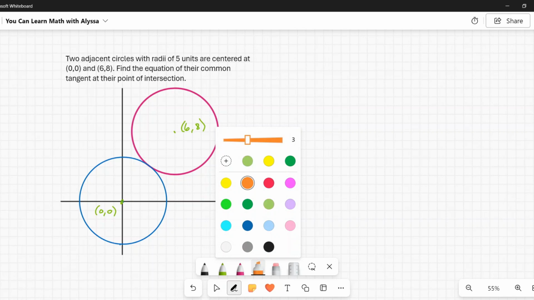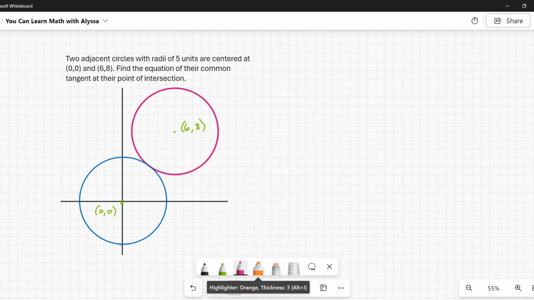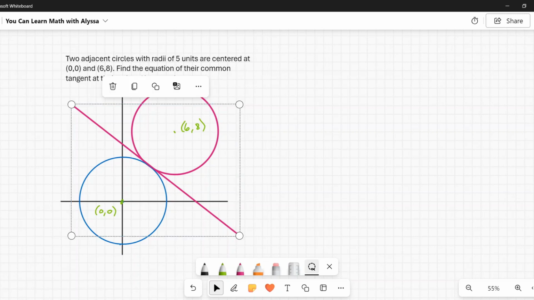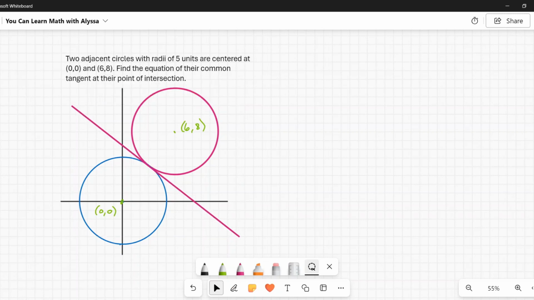So let me change the color there. All right, so the tangent line, and this is going to be the one kind of hard part, trying to draw this accurately. It's probably off by a little bit, but it's enough to give us an idea. All right, so there's our tangent line, and the goal here is to find what does y equal? What's the equation of this line?